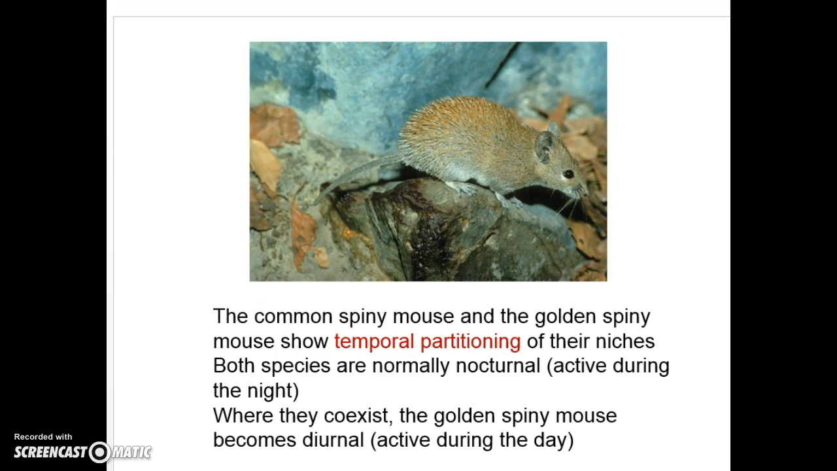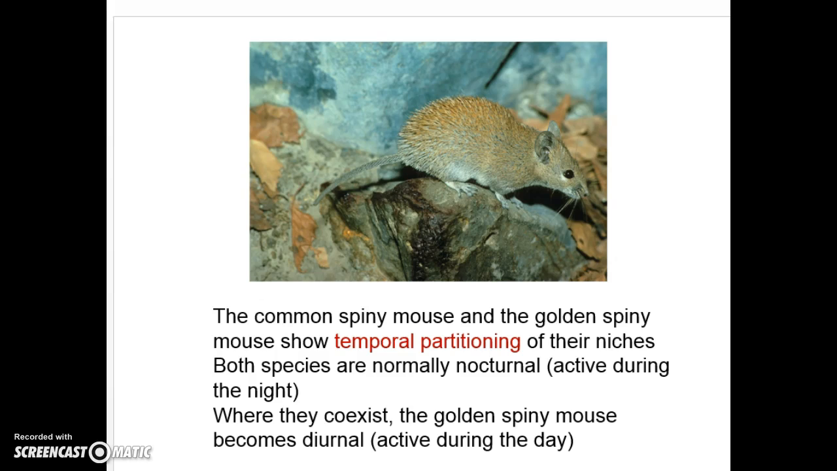What they found through research is that the one that became diurnal is actually naturally nocturnal. But in order to survive, this species of mouse has overridden its biological clock in order to coexist with the other closely related mouse, the common spiny mouse. But what they found in research is if they removed all the regular common spiny mice from the environment, then these golden spiny mice actually became nocturnal again. So this type of resource partitioning is called temporal partitioning. Temporal having to do with time, because they are, again, feeding at different times of day.